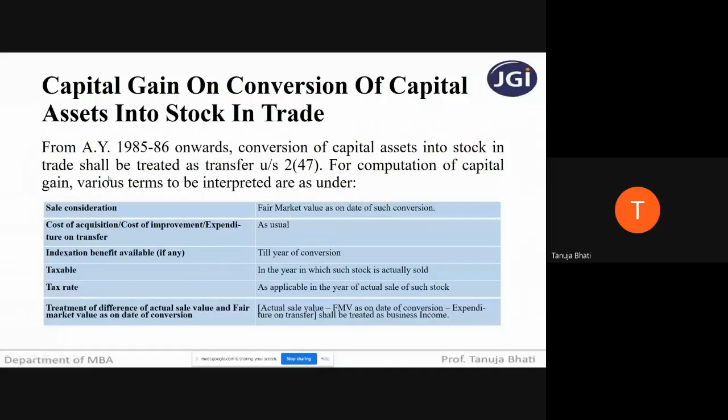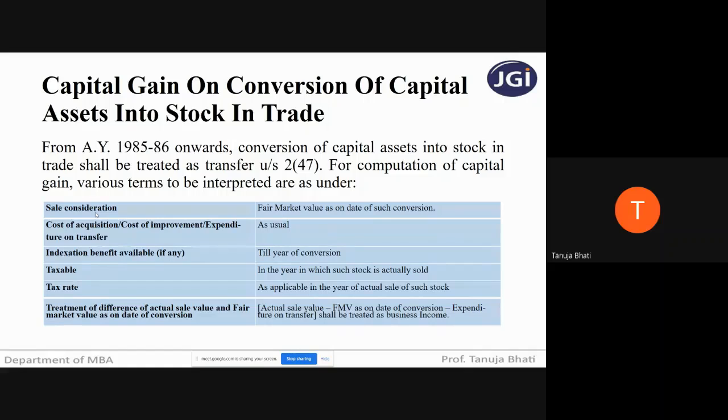Next is capital gains on conversion of a capital asset into stock in trade. Students, now remember this. When you're converting your capital asset into stock in trade, it gives rise to two sets of income. One income is taxable under the head capital gains, the other income is taxable under the head business income. So first let us understand capital gains. The year when you're converting your capital asset into stock in trade, it will not be liable to tax, but it will be liable to tax in the year in which the stock in trade has been sold. So remember, that year you have to calculate capital gains.